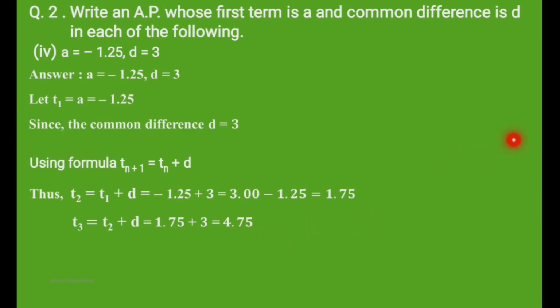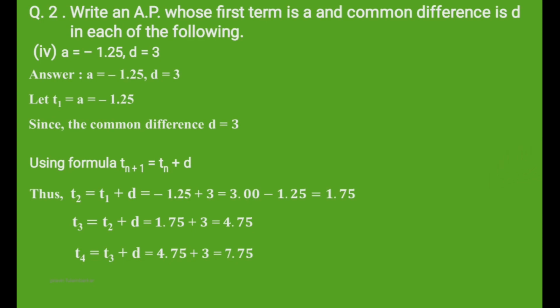Now we have to find the fourth term. So we write T4 equals to T3 plus d. Now T3 is 4.75, which we calculate in previous step, and d is 3. So 3 plus 4 is 7, and this 0.75. So we get 7.75 as the value of fourth term.